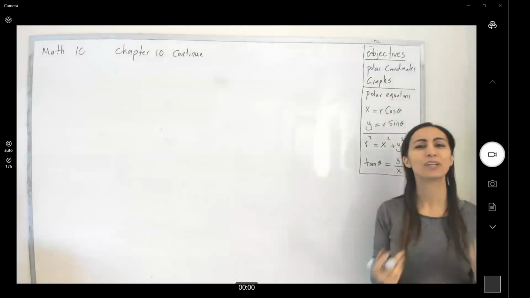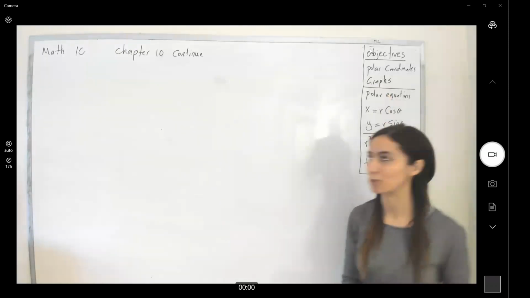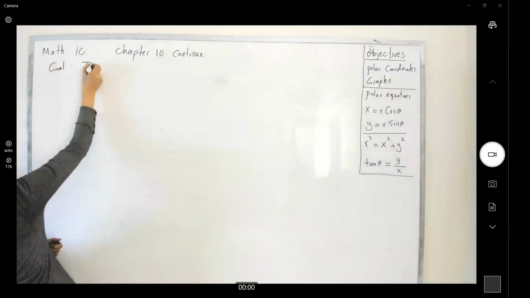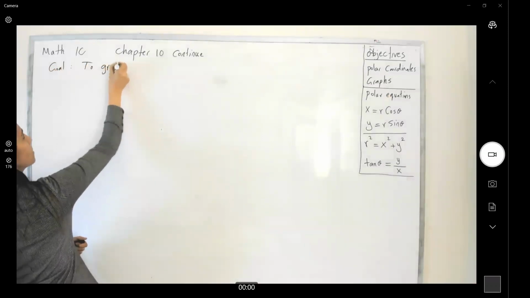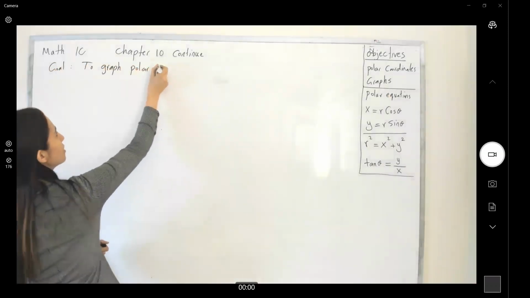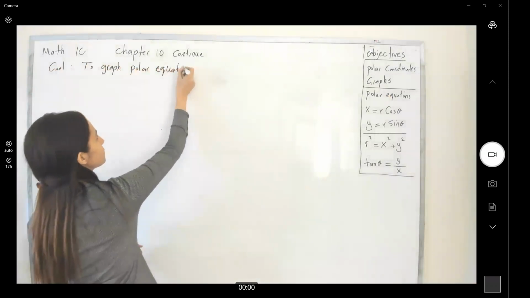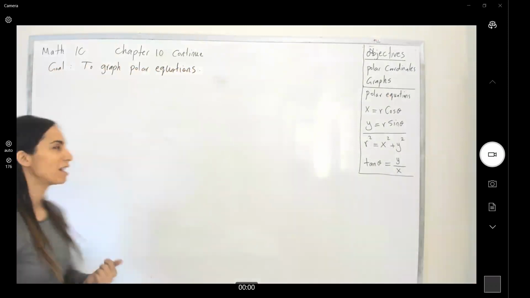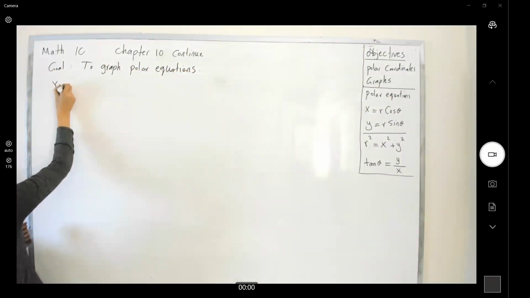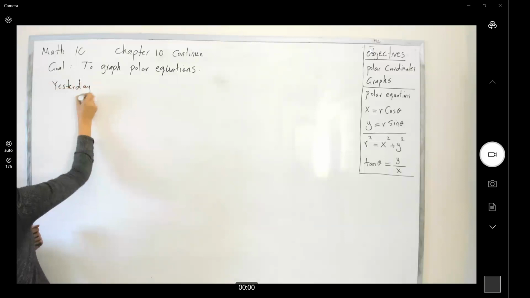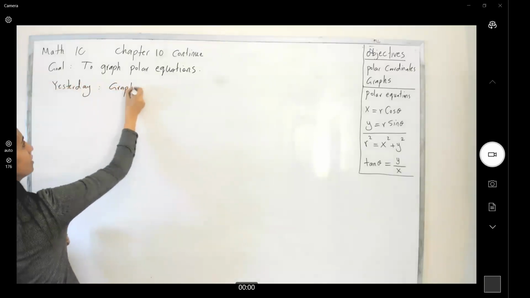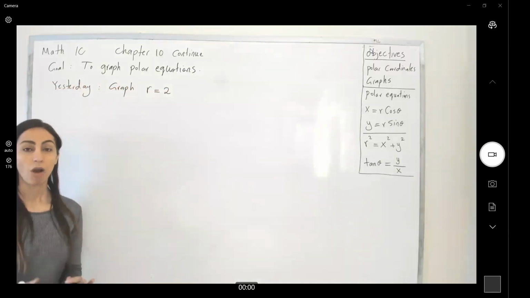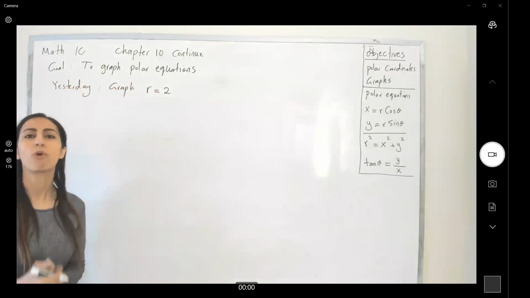Today, we're going to continue graphing polar equations. So this is our goal, to graph polar equations. Yesterday, we did one example. Our example was: graph r equals 2. r equals 2 is just a polar equation.